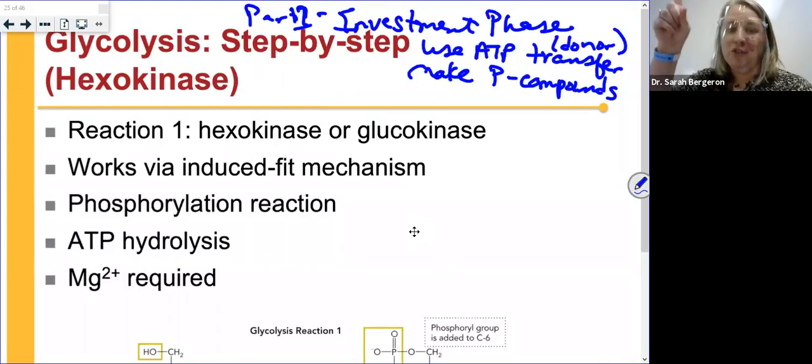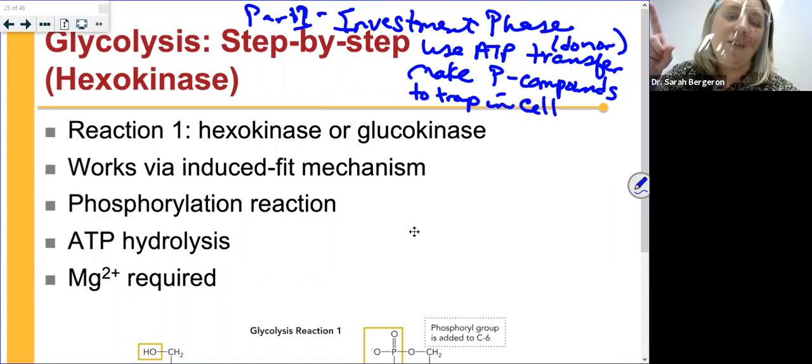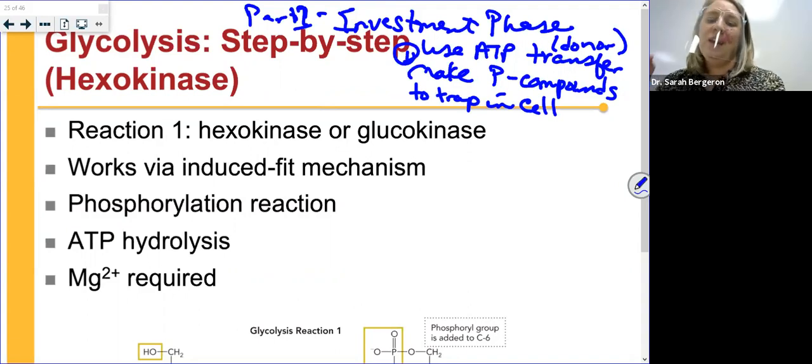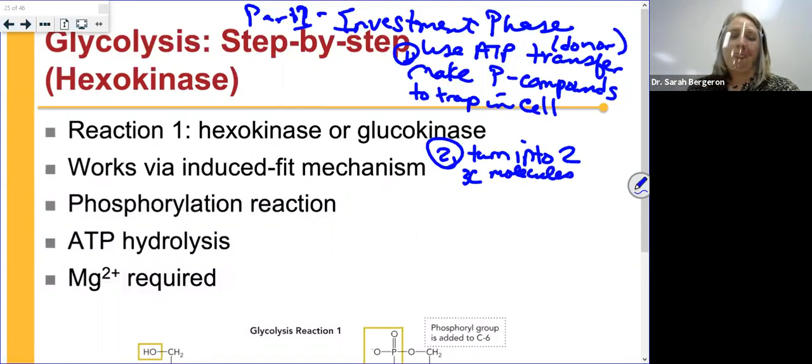So that's one thing: you want to trap it. To trap it in the cell, use ATP, right? Phosphorylate it, trap it in the cell. And then two, the second thing is we want to break it. We want to turn it into 2 3-carbon molecules. And so that's what we're going to see in that investment phase. Those are the two things that are going to require energy. We need to trap it, and we need to turn it into 2 3-carbon molecules.